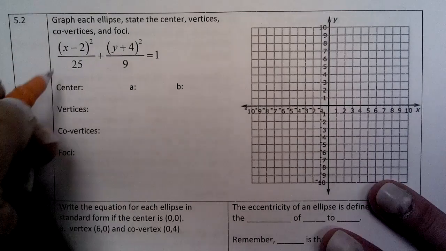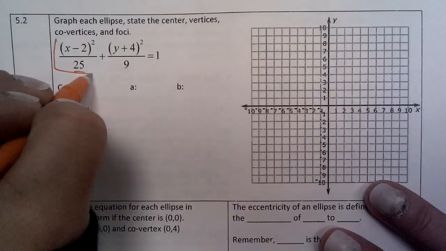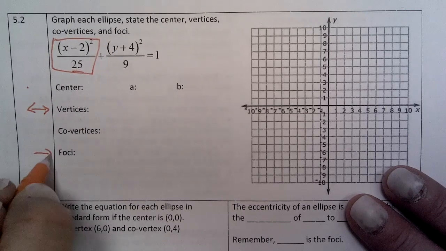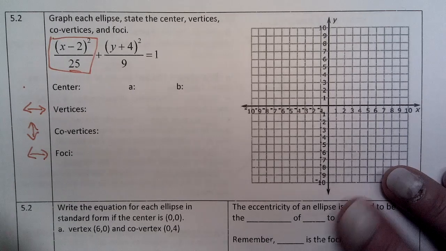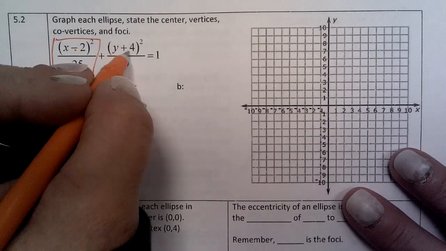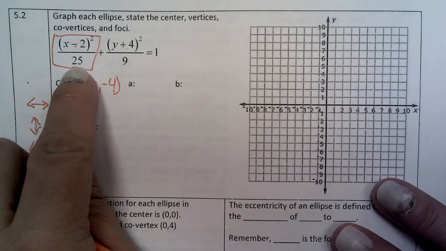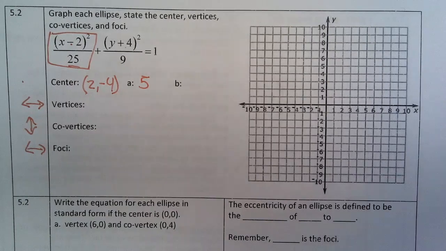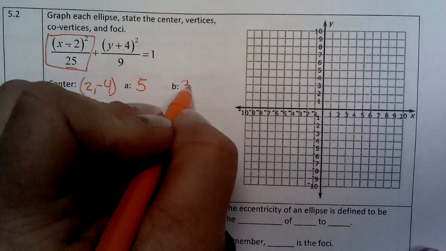So in this one, I'm going to once again find what my major axis is. My 25 is bigger, so my major axis is going horizontal. So my vertices and my foci will be horizontal, and my co-vertices will be vertical. My center is at 2, -4. My A value is the square root of my biggest number, so 5. So my A value should always be bigger than my B value. Always, always. And my B value is going to be 3.